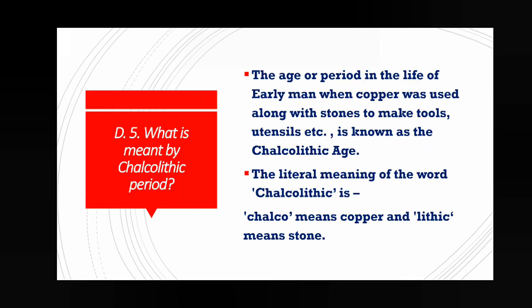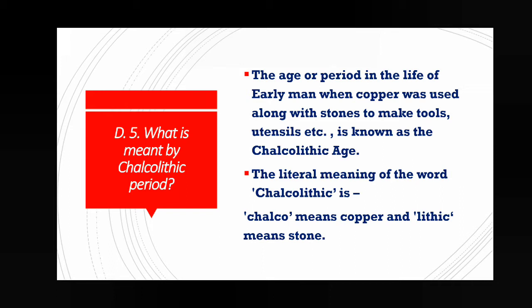Next question, D5, what is meant by the Chalcolithic period? Already you have written the class note. I have told you the word Chalcolithic is derived from 2 words. Chalco means copper, and lithic means stone, from lithos. So it is one type of age when copper was used and also, side by side, stone was used.